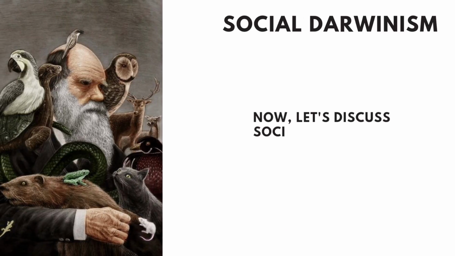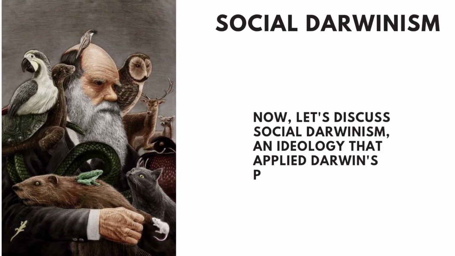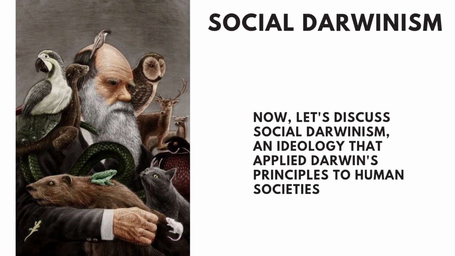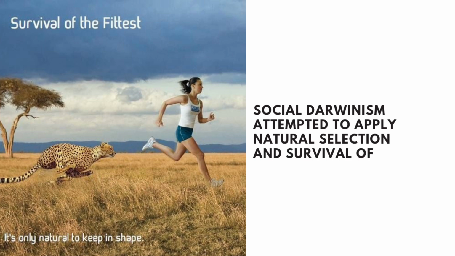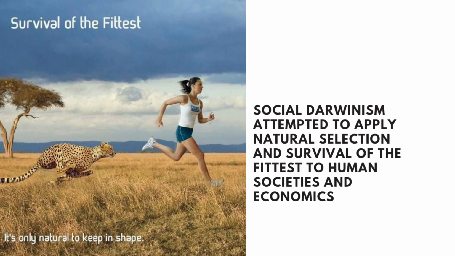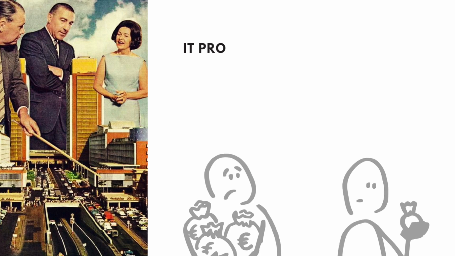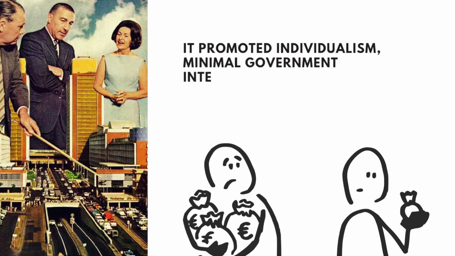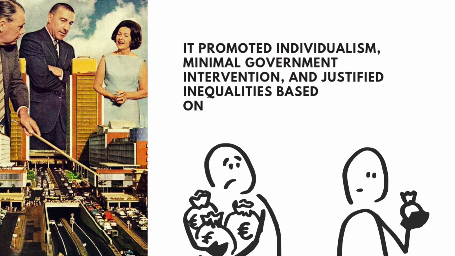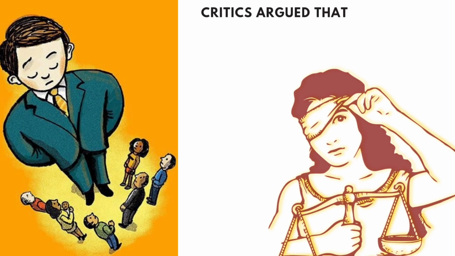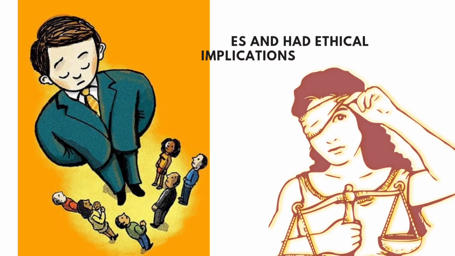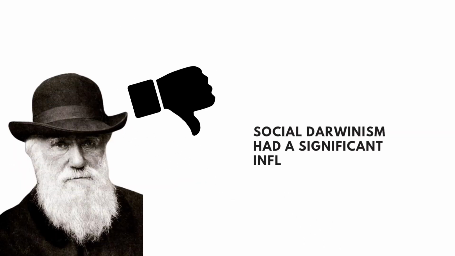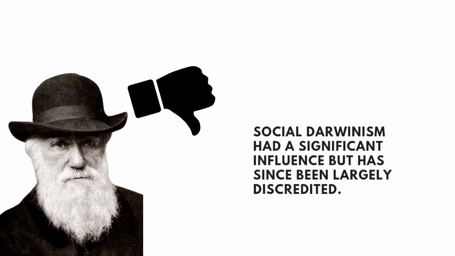Now let's discuss social Darwinism, an ideology that applied Darwin's principles to human societies. Social Darwinism attempted to apply natural selection and survival of the fittest to human societies and economics. It promoted individualism, minimal government intervention, and justified inequalities based on the concept of fitness. Critics argued that it oversimplified complex social issues and had ethical implications. Social Darwinism had a significant influence but has since been largely discredited.